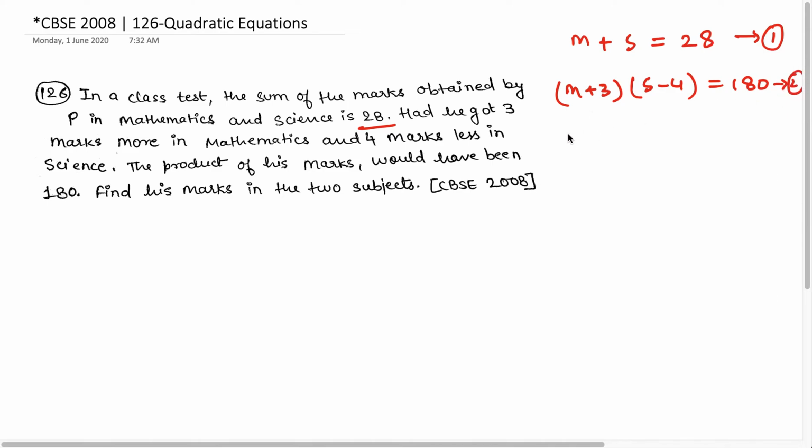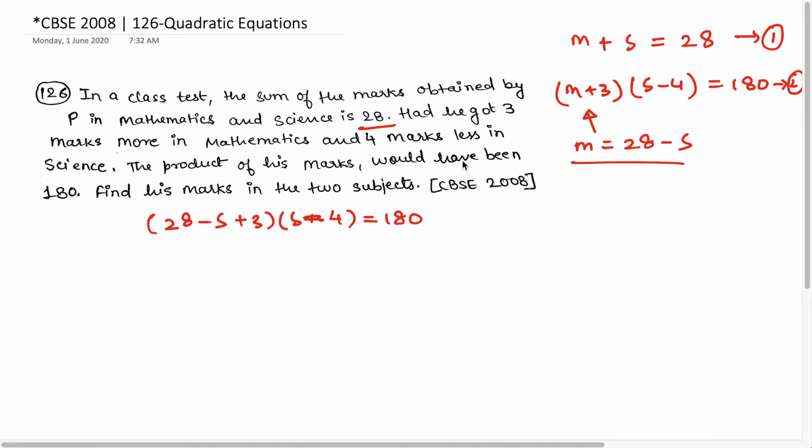The question is very simple. From equation 1, if you have M plus S is equal to 28, I can write M is equal to 28 minus S. Okay, M is equal to 28 minus S, and I just have to substitute this value over here. So what the second equation becomes is (28 minus S plus 3) multiplied by (S minus 4) is equal to 180. This is the equation now.